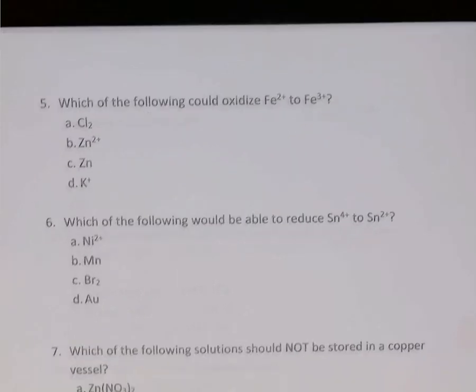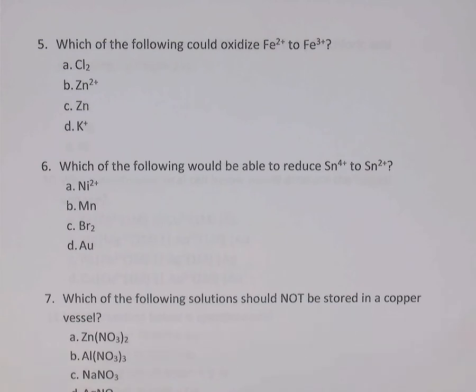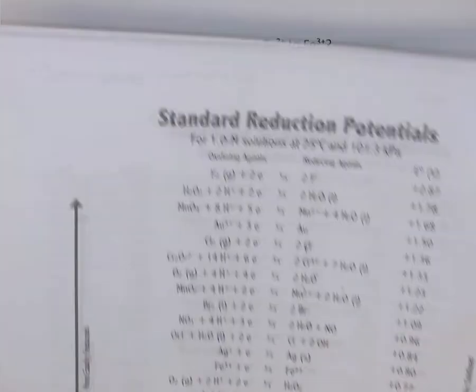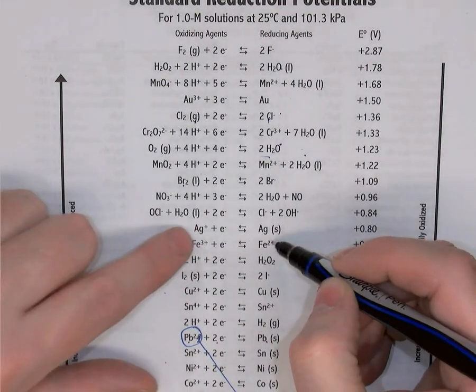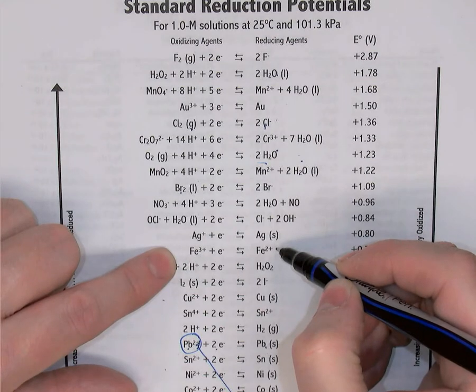See if you can use that same reasoning for question number 5, but this time we'll avoid the long way of doing this and just use that shortcut method. Which of the following could oxidize Fe2+ to Fe3+? So you look on your chart and you find Fe2+ and Fe3+, and it's this equation right here in the middle of the chart.